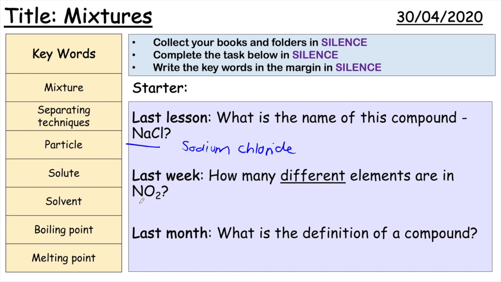The next question, how many different elements are in NO2? Well, how many different capital letters are there? There's 1, 2, so 2 different elements. The final question, what is the definition of a compound?